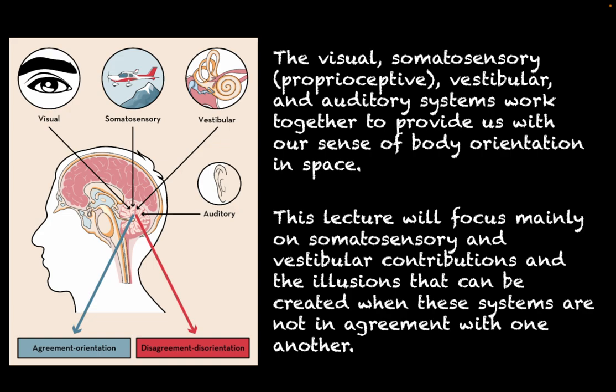We already have a pretty good idea of the visual components based on what we learned in chapter 6, I think it was. But we will have a chapter later on in the semester specifically on visual illusions. I believe that's going to be chapter 12. So, like I said, this lecture is mostly going to focus on your somatosensory input and your vestibular input. We're going to learn all about the physiology that underpins those sensory systems. And then we'll also learn about a lot of the illusions that can be created when these systems are not in agreement with one another.